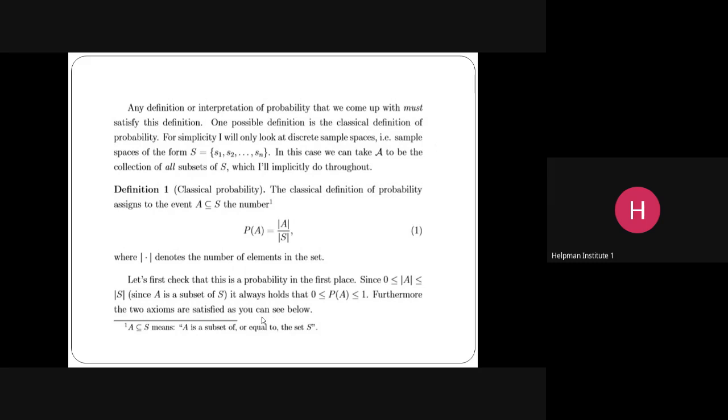Now, furthermore, the two axioms are satisfied, as we can see below. Like I explained earlier, this object that looks like a C with an underline means subset.